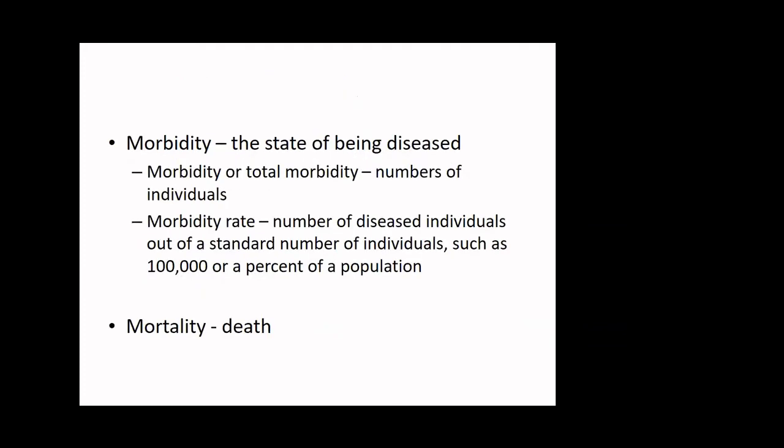And when we talk about disease, we talk about morbidity and mortality. Morbidity is the state of being diseased. You're sick, you have a disease. The morbidity or total morbidity are the numbers of individuals that have the disease. The morbidity rate is either the number of diseased individuals out of a standard number in a population, or a percentage of a population. And mortality obviously is death.